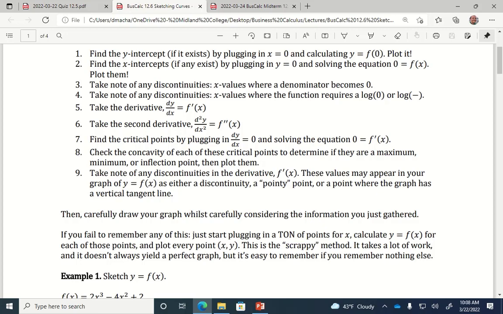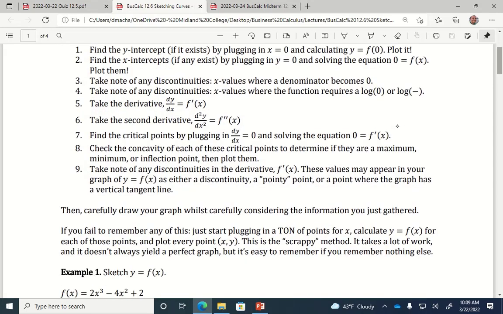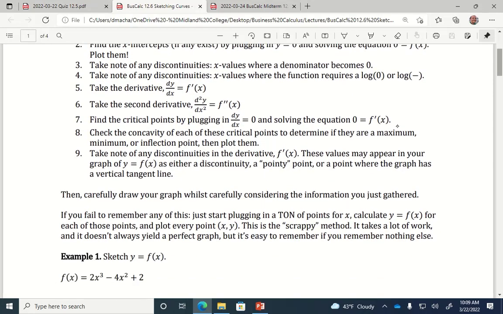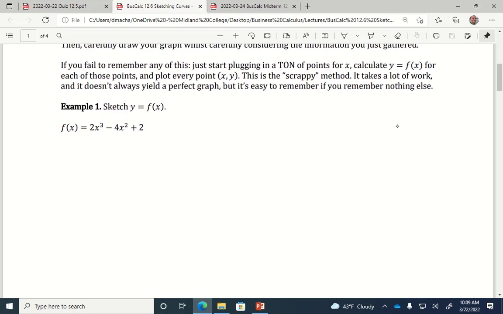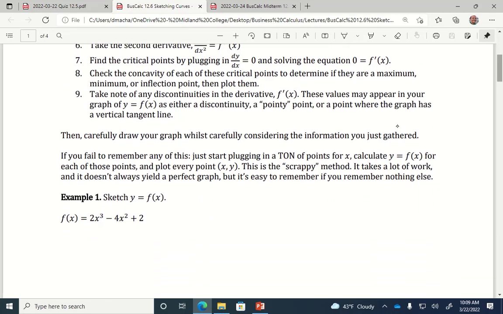And then you also might have a point where your function goes vertical instantaneously, just very briefly at one point has a vertical tangent line. So your derivative, again, will be undefined, but your function will be well-defined. You need to know that if you're going to make a good sketch of your graph. So I know that's a lot. 9 steps is way too much to remember, but we're just going to get some practice in, and we're going to try our best.